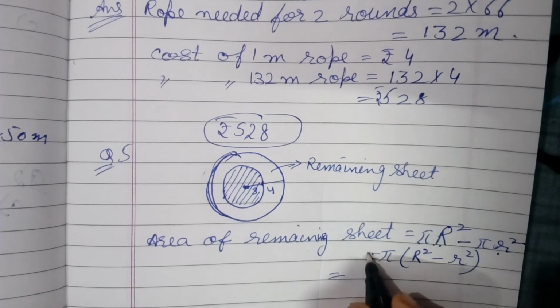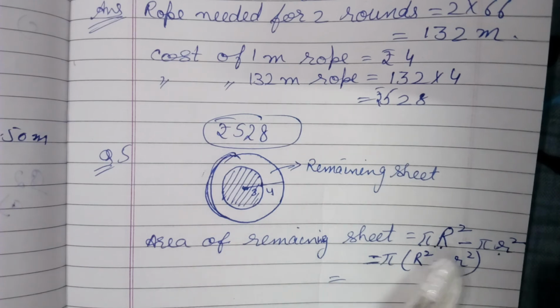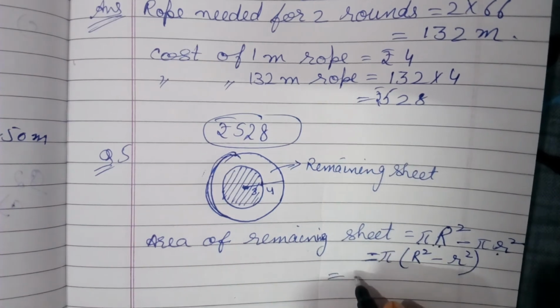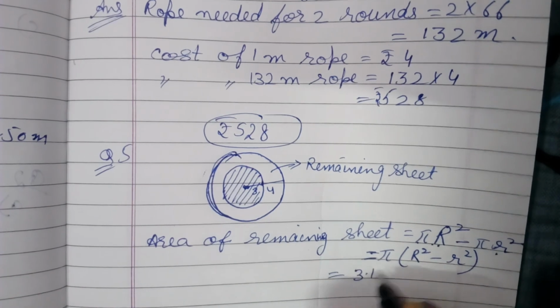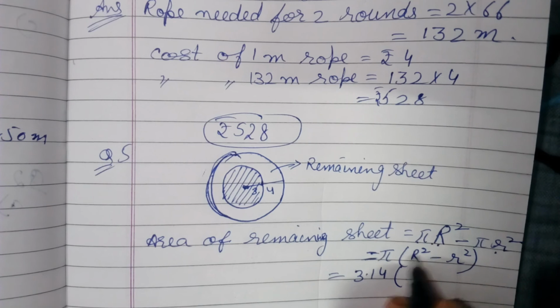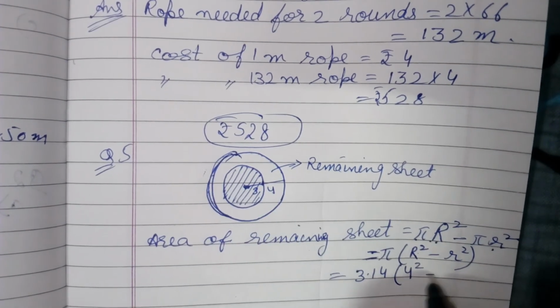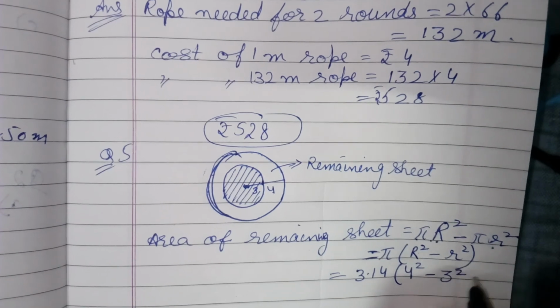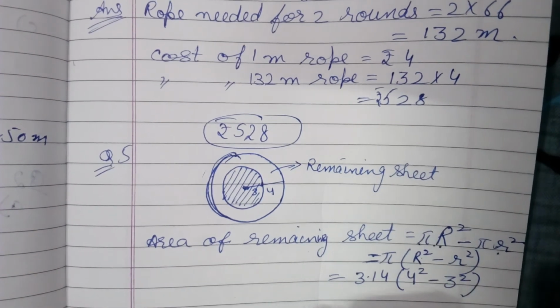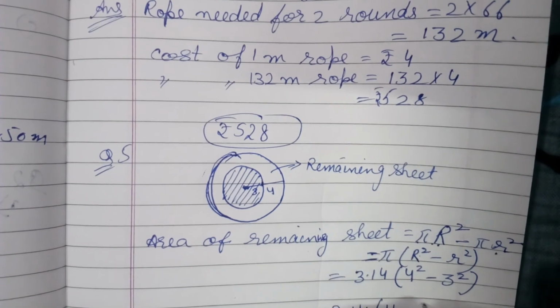Now students, if I use the formula a square minus b square, you will be a little bit confused because we will read it in 8th. So just put the values, 3.14. They have given the value of pi. Now capital R is 4, radius of the bigger circle, and the smaller one is 3 square. Now 3.14, 4 4s are 16 and 3 3s are 9.